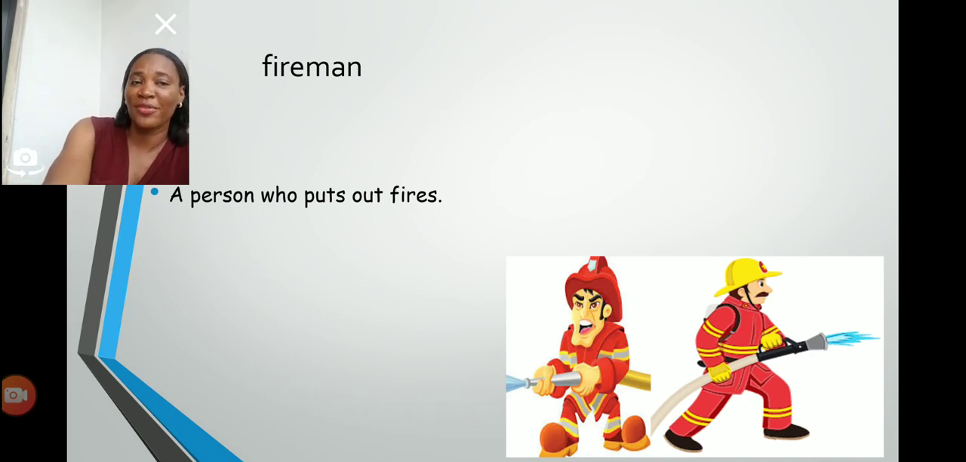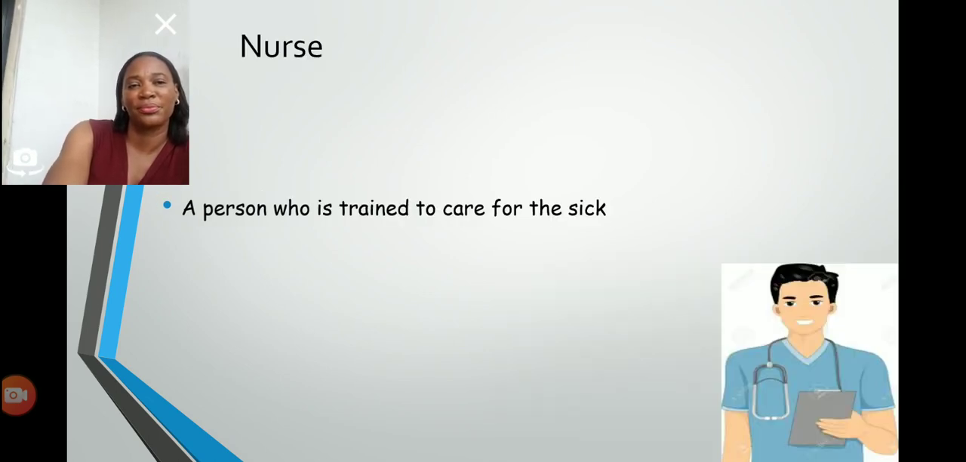We also have fireman. The fireman is the person who is trained to put out fires. If you look at this slide, you see two men holding water hose. We can't see the fire, but we can see how they are dressed. This is exactly how firemen dress. And they are people who are trained to put out fires. Fireman is spelled F-I-R-M-A-N.